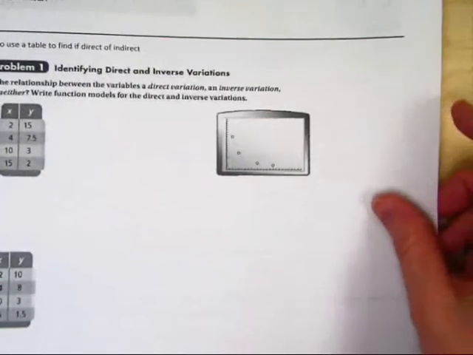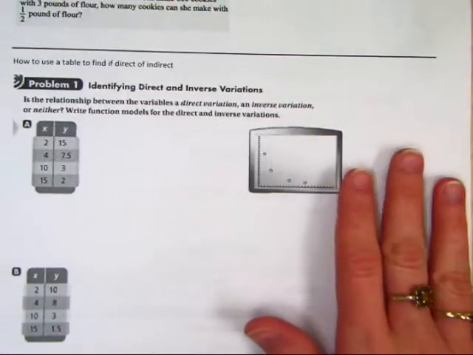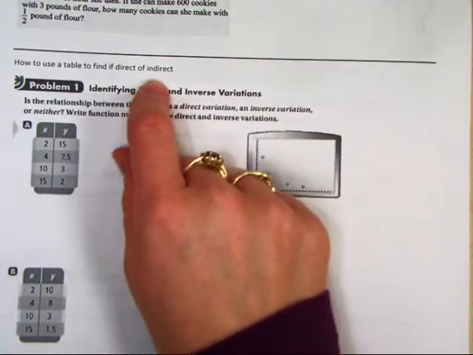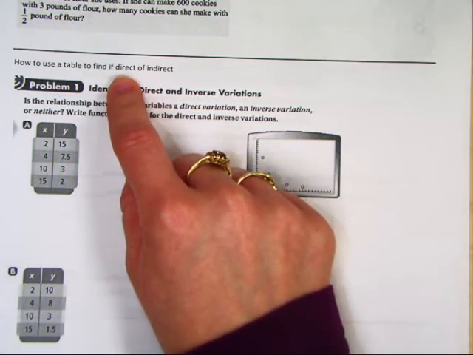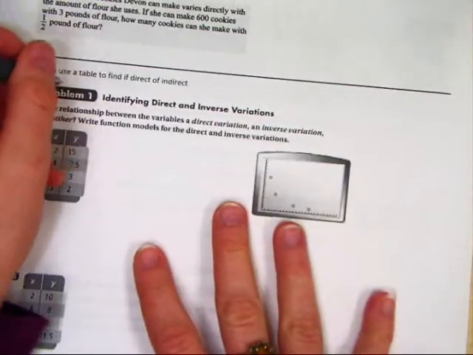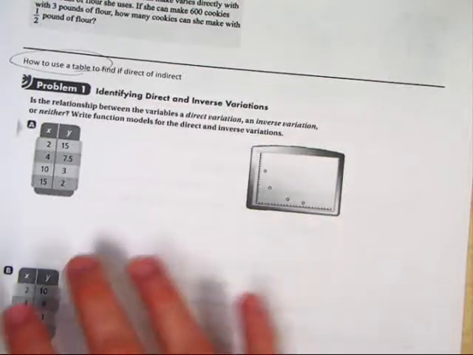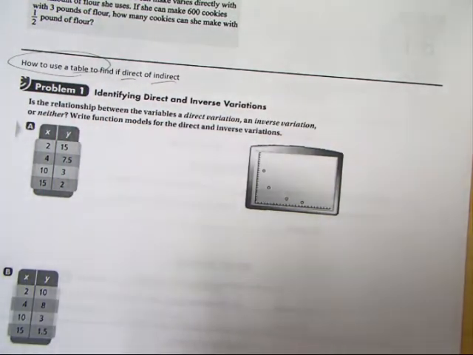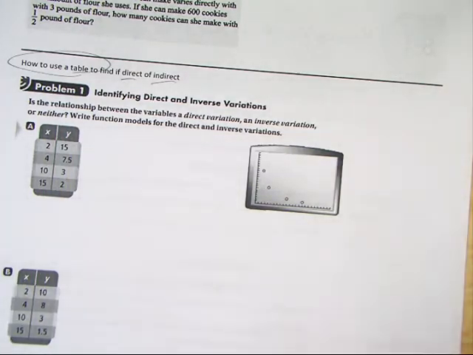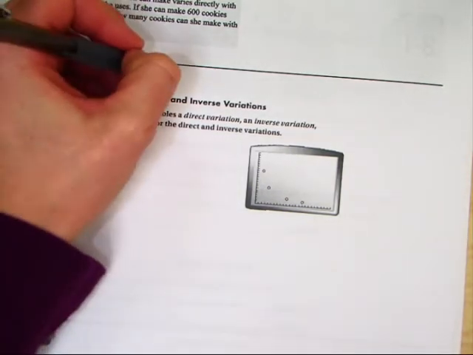I'm going to teach you how to find inverse variation versus indirect variation versus direct variation using a table. Okay, so we're going to look at how to use a table to figure out if it's direct or if it's indirect. Alright, let's change this word to inverse.